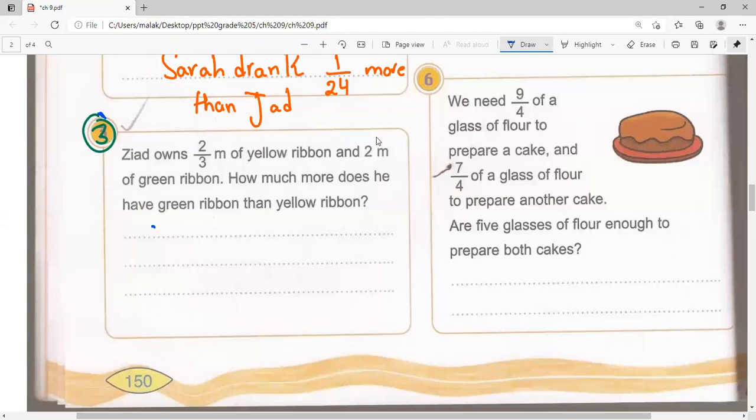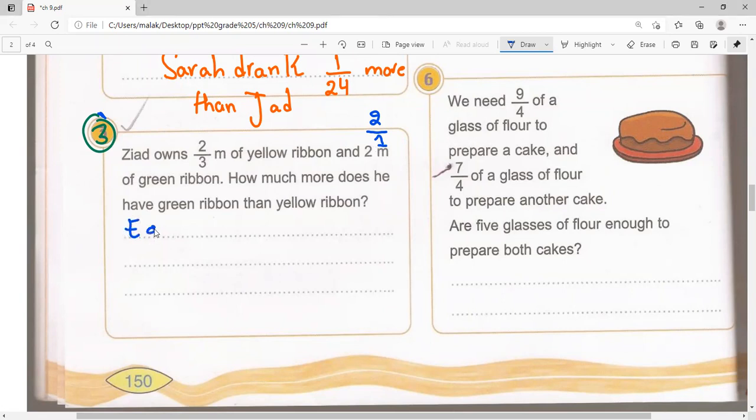How do we write 2 as a fraction? 2/1. So both have the same numerators. So the biggest fraction is the one that has the less denominator. Excellent. So 2/1 is bigger than 2/3.